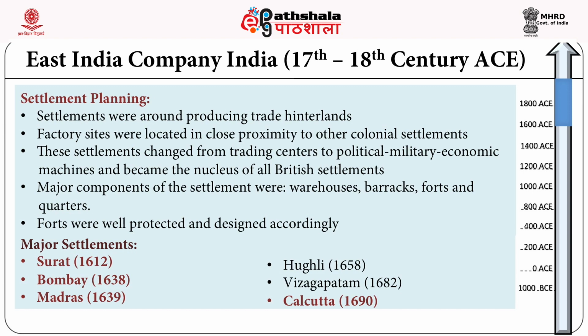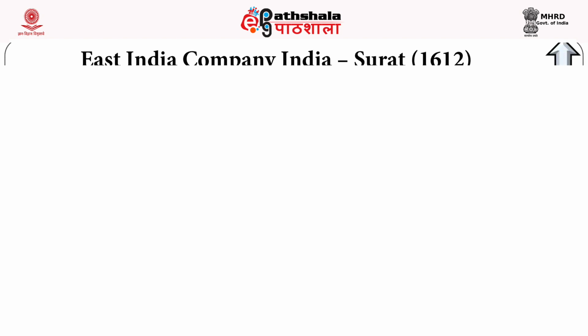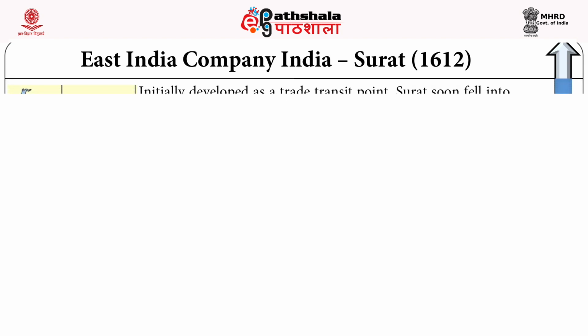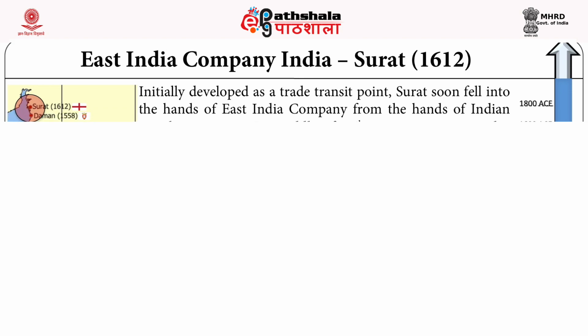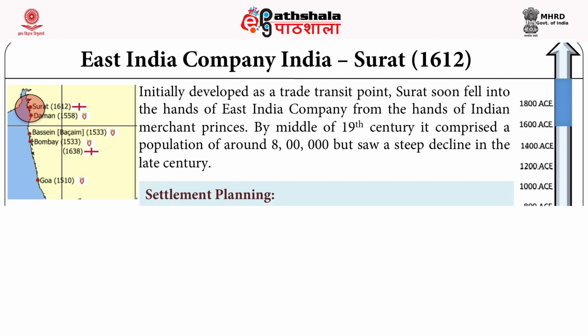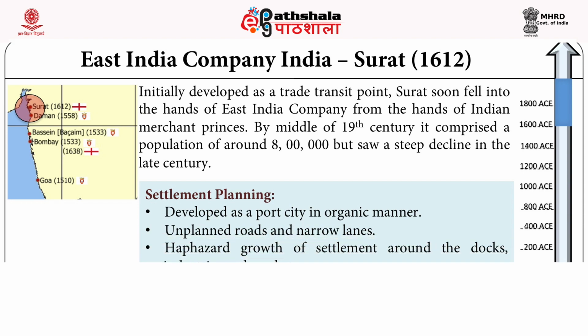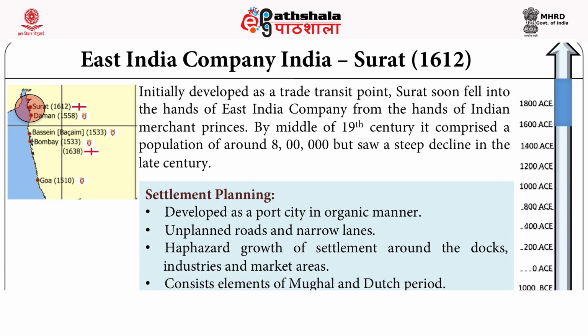Now, let us look at one by one a few of these settlements, and how they were planned and what were their characteristics. So, the first settlement which we are discussing is Surat. Surat is along the sea, and initially it was developed as a trade transit point, but Surat soon fell into the hands of the East India Company from the Indian merchant princes. By the middle of the 19th century, it had a population of around 8 lakhs, but saw a steep decline in the later centuries. It was developed as a port city in an organic manner.